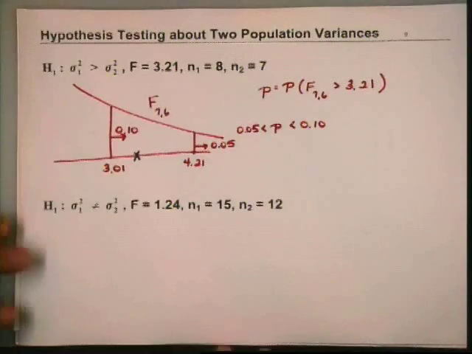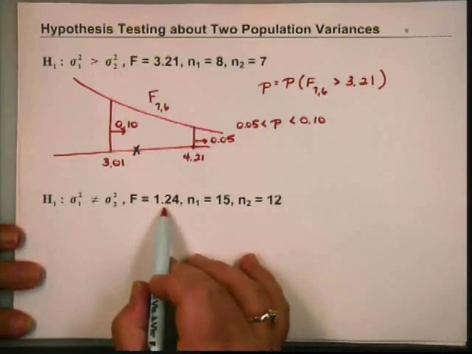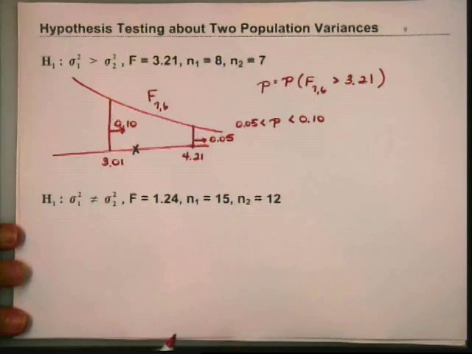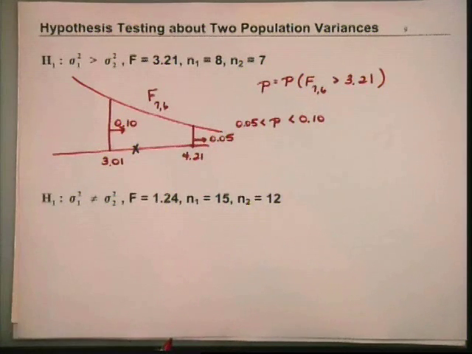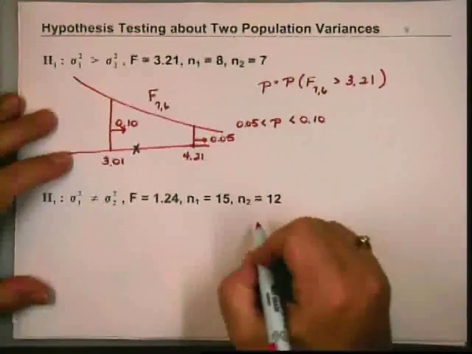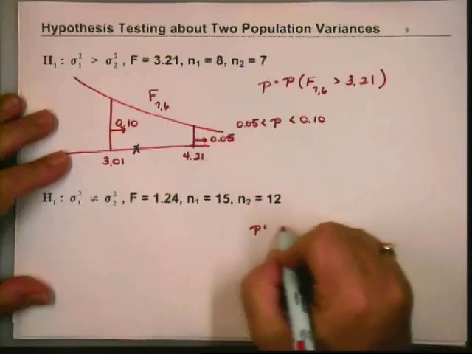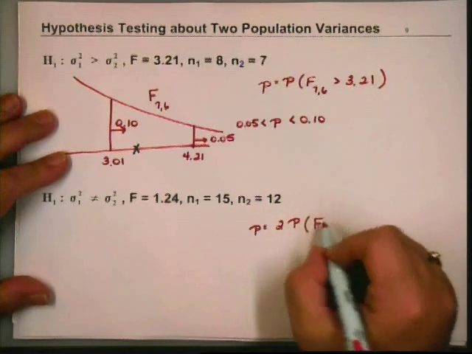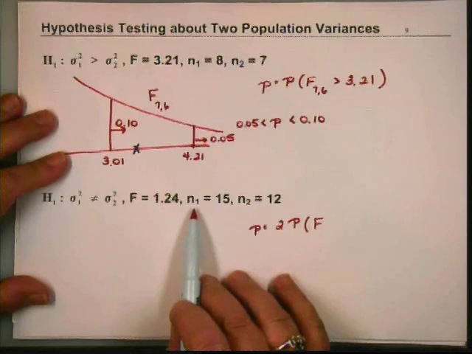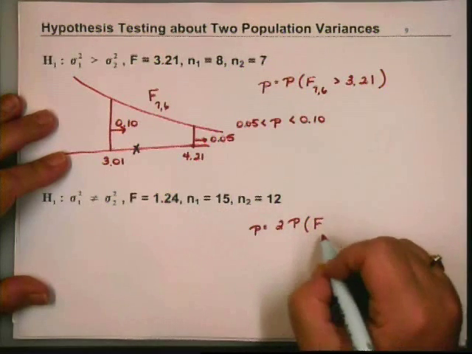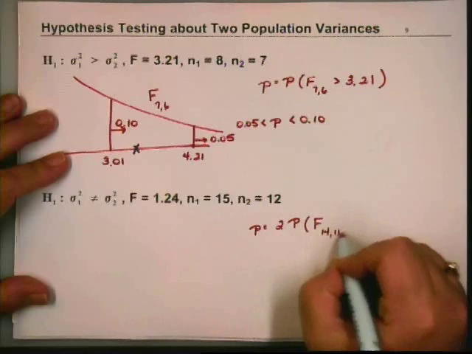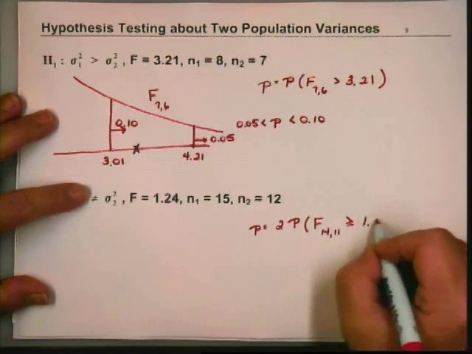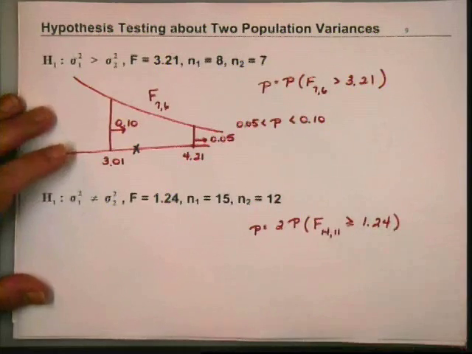All right, now we have a two-sided test. We calculated an F value of 1.24, and we have our degrees of freedom, our sample sizes of 15 and 12 respectively. Okay, so that tells me my p-value is going to be 2 times something because it's two-sided, 2 times the probability of a calculated F with 14 numerator degrees of freedom and 11 denominator degrees of freedom. Probability of that is greater than or equal to positive 1.24. That's what I need to look up.